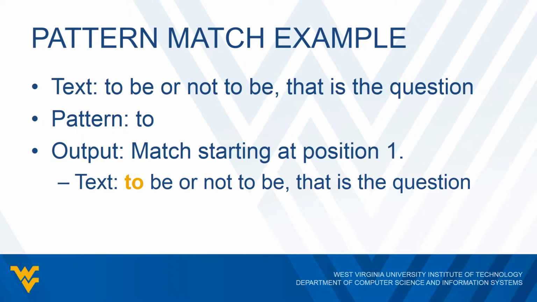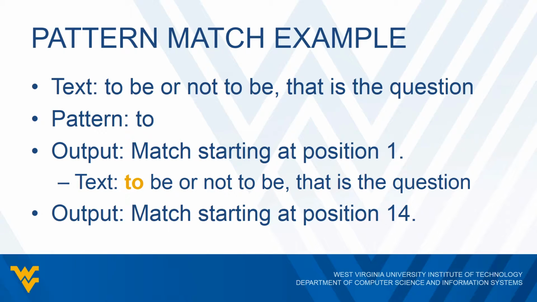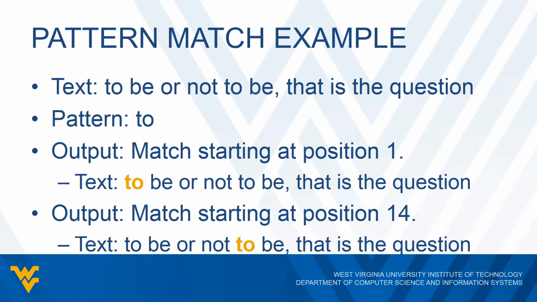But it also appears somewhere else, because we have the "not to be." So another match would be starting at position 14. Yes, spaces count as characters in the text. So when we look at positions, we have to consider spaces, and we have to consider punctuation as well. All of those are different characters in our text. But here's where that match would be. So, "to be or not to be." That T is actually at position 14 if you count it up. Basically, we're just looking at the entire string to find where it is. If we find a match, we'll go ahead and output a match.